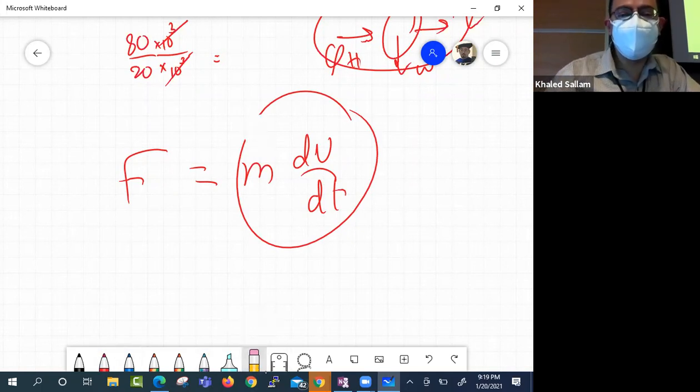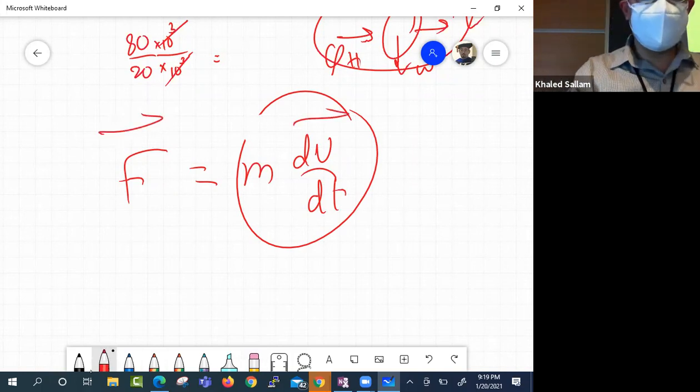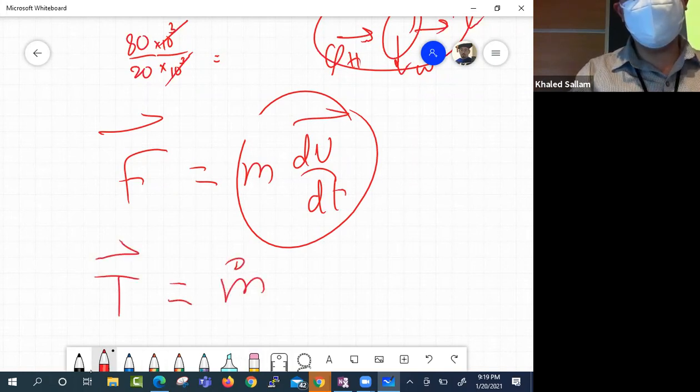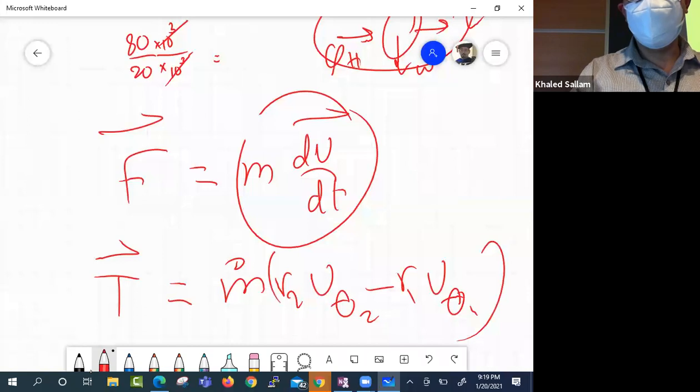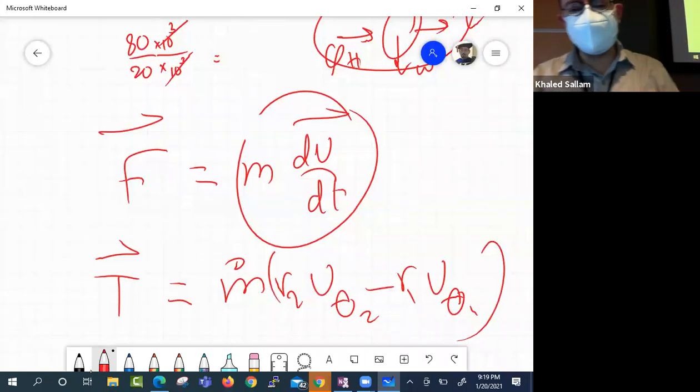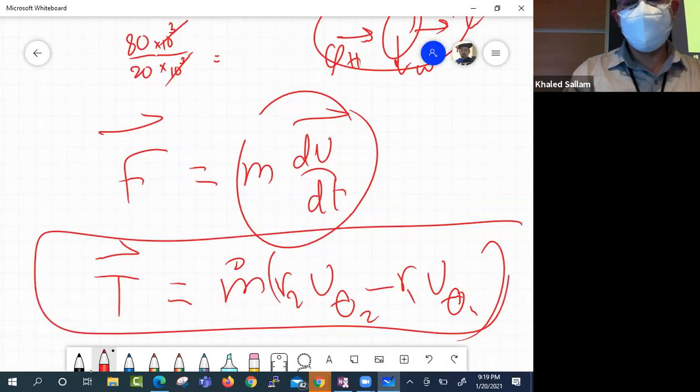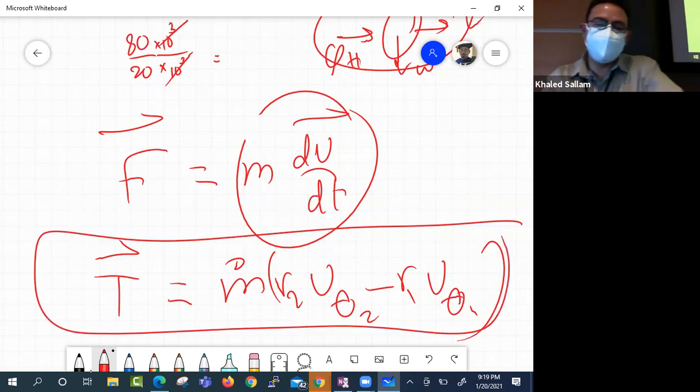in order to give a change of linear momentum, you have to exert a force. He will tell us that in order to change the angular momentum, you have to give a torque. So torque will be m dot (r2 v theta 2 minus r1 v theta 1). Okay, so what is this rv? This is the equation for calculating the torque on the machine, whether it's a turbine or a pump.